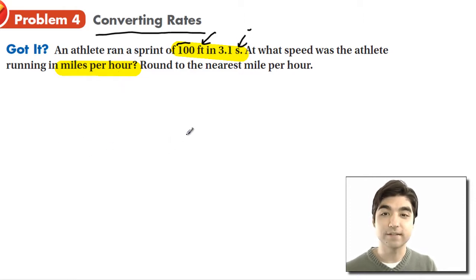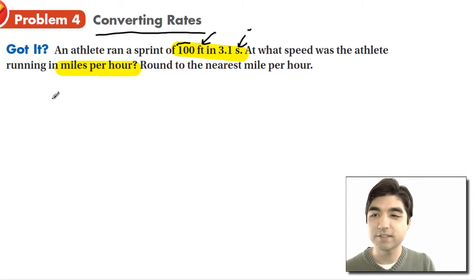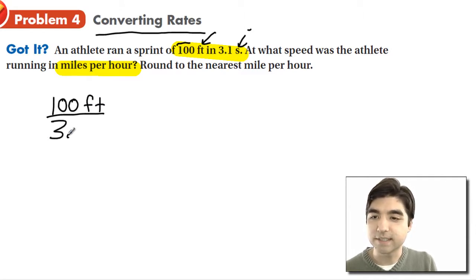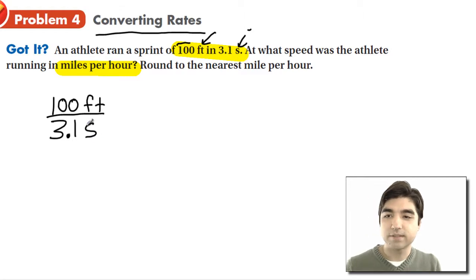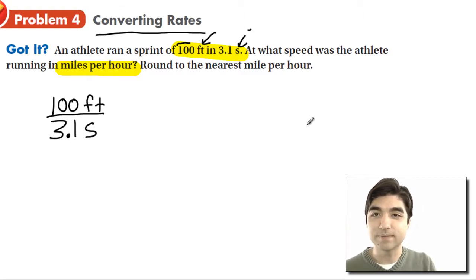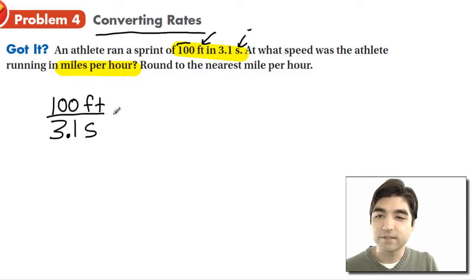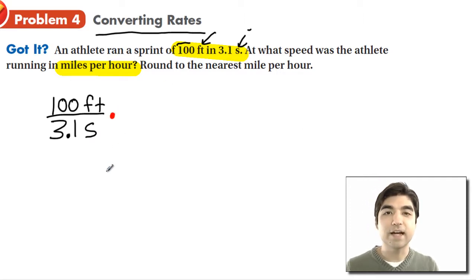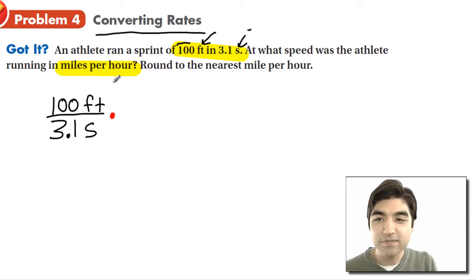So let's write the very first step, always, in conversion, which is to write the original rate. So we have 100 feet in 3.1 seconds. I don't know how fast that is, but we're going to find out. So then we need to start converting it. Now I would suggest converting 1 unit at a time. So let's focus in on this feet part.